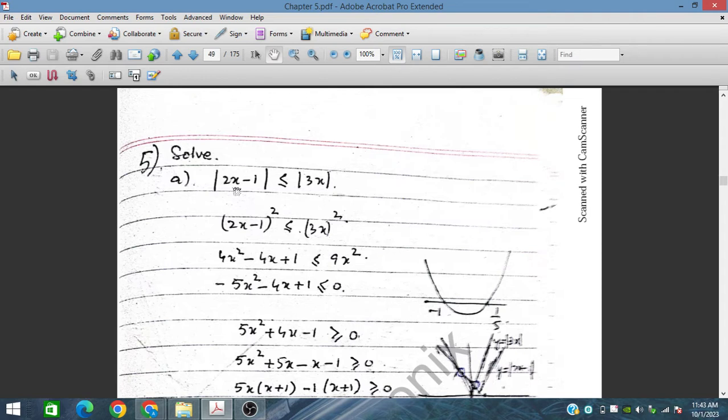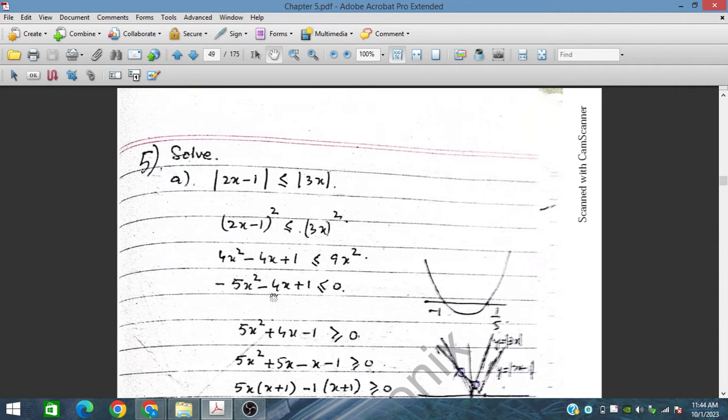So since we open the modulus, you will get a positive or negative value, but when we take the square, both sides become positive. So this is 2x minus 1 whole square, and taking a square on both sides, we open it and get 4x square minus 4x plus 1, and this is 9x square. We shift this 9x square here, so it becomes minus 5x square minus 4x plus 1 is less than 0.